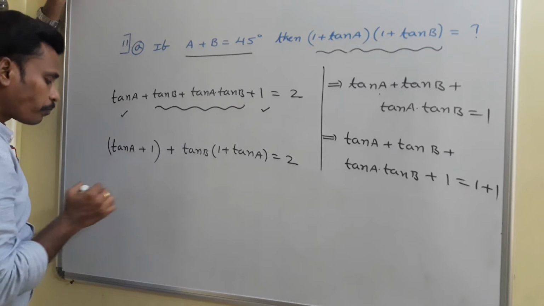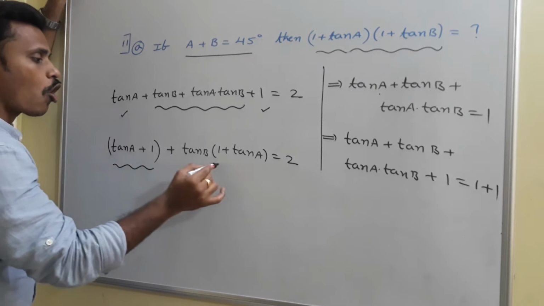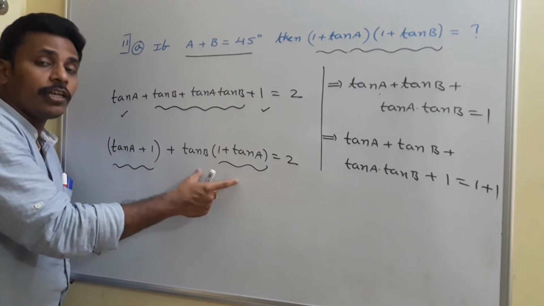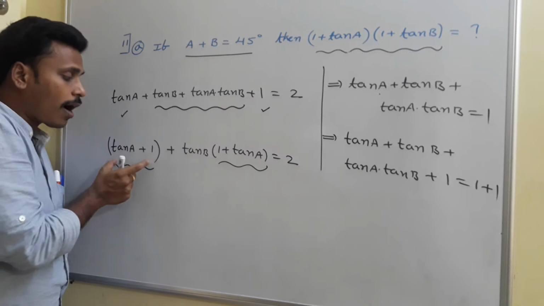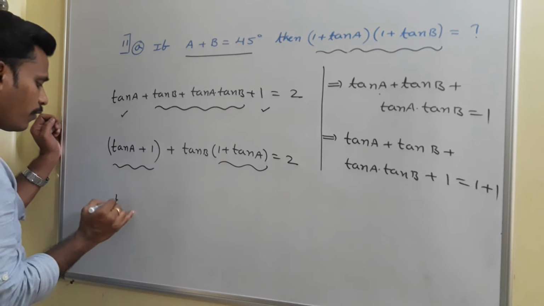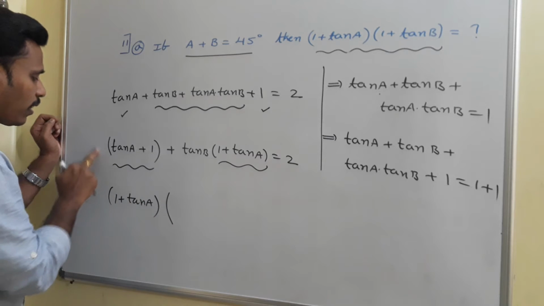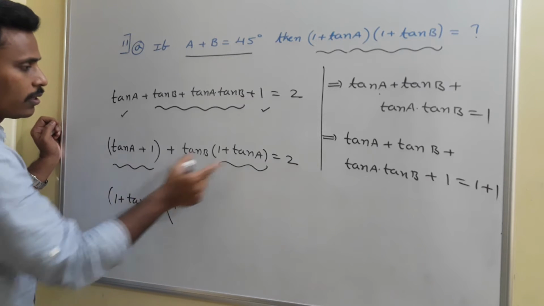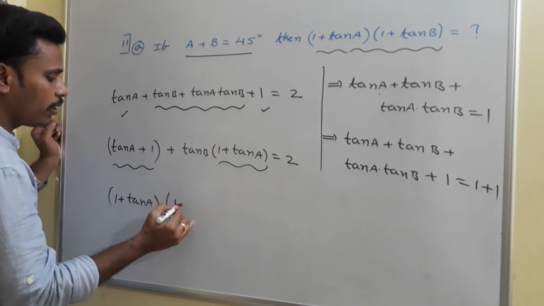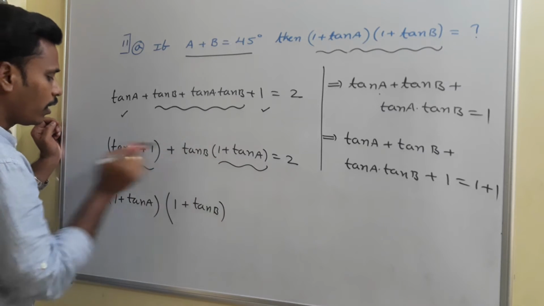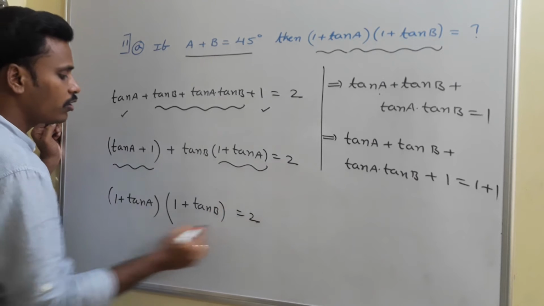And now again, this 1 plus tan A is common. Here I have just 1 plus tan A, but here I have tan B into 1 plus tan A. So if you common out this 1 plus tan A, into, here nothing is there, so take it as 1. Here 1 plus tan A is out, so tan B is there, plus tan B. So at the end, 1 plus tan A into this sum 1 plus tan B is equal to 2.